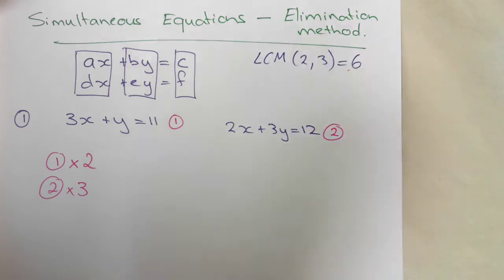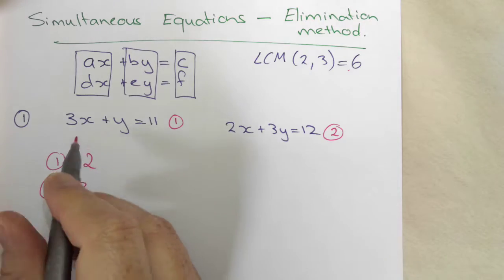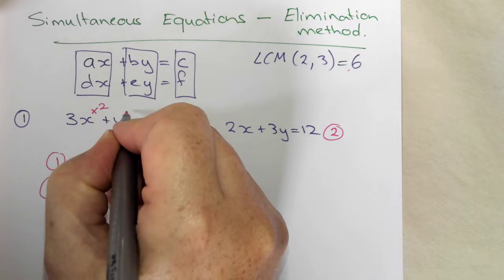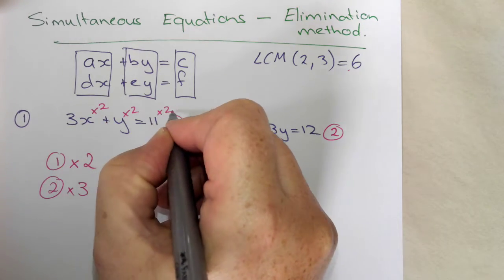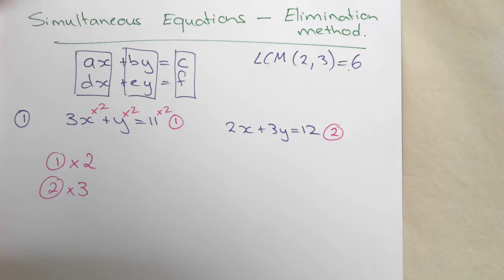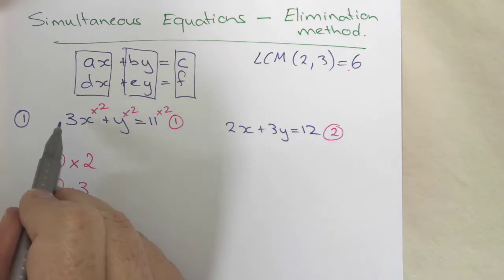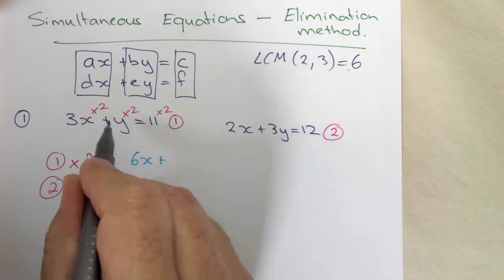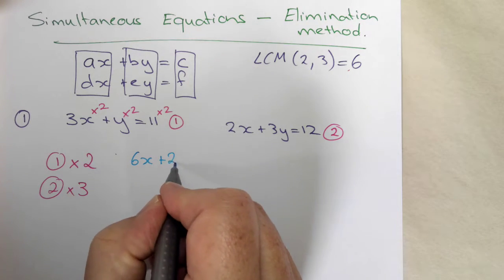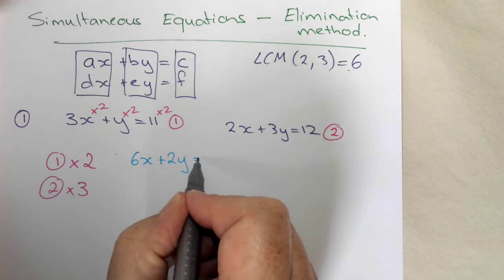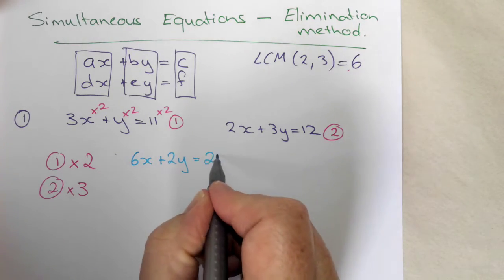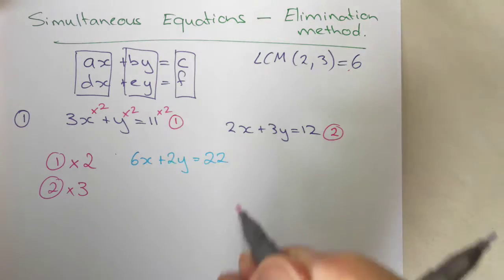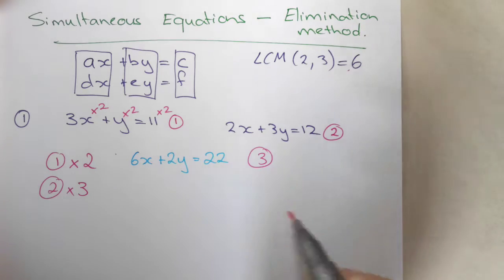So in equation 1, when I multiply it by 2, I'm multiplying each piece by 2. 3x times 2 gives me 6x, plus y times 2 is 2y, equals 11 times 2 is 22. I'm going to call this equation number 3. I've got a new equation now.